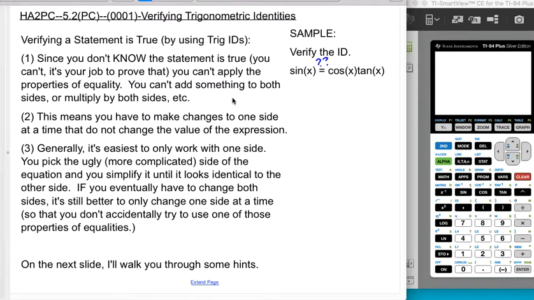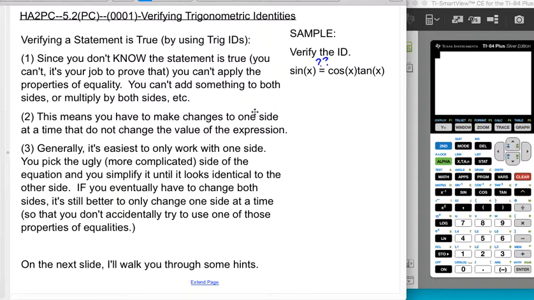So you can't add to both sides. You can't subtract from both sides. You can't multiply both sides or divide both sides. You can't do anything to both sides because you don't know that they are equivalent. It's your job to show that. So the best option is to change one side at a time and do it in a way that doesn't change the value of the quantity.